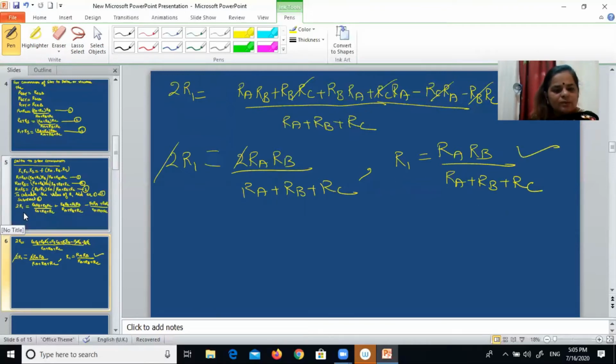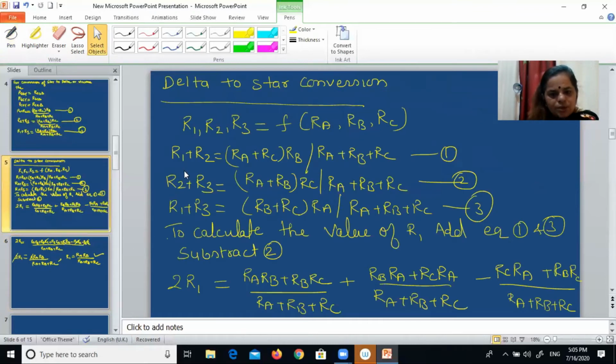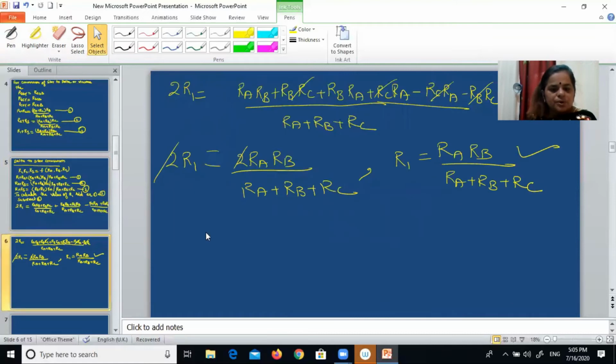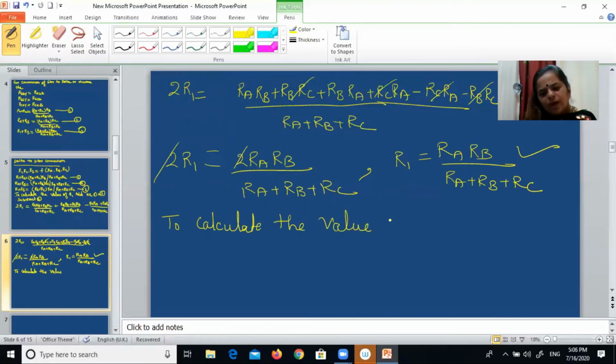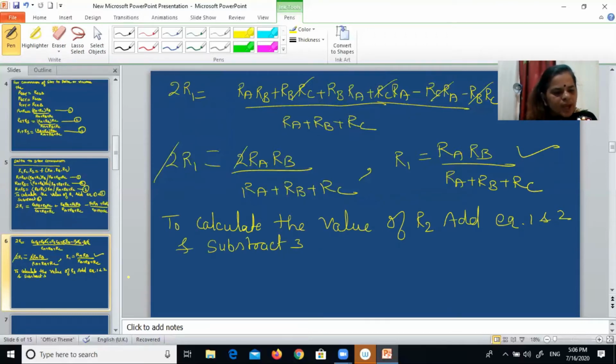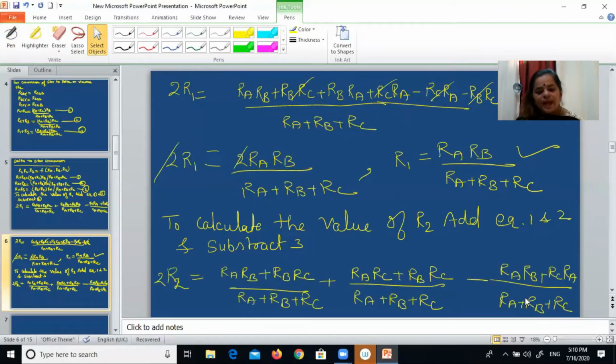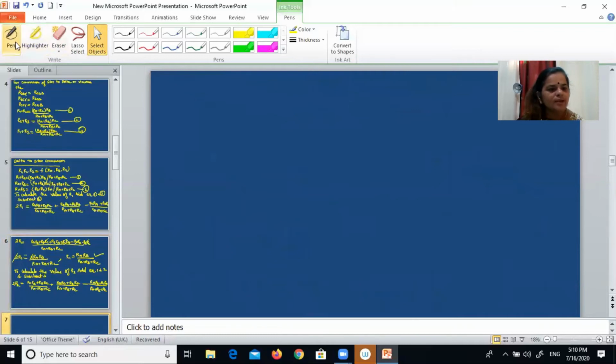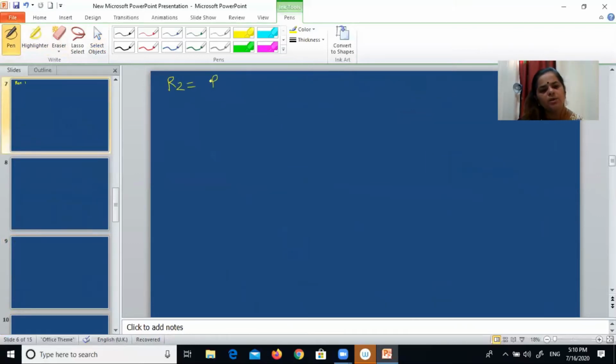Now similarly, if I calculate R2, I add 1 and 2 and subtract 3. To calculate the value of R2, add equations 1 and 2 and subtract 3. What I am going to get is R1 plus 2R2, and if I do this, finally the value of R2 will be equal to RB RC upon RA plus RB plus RC.